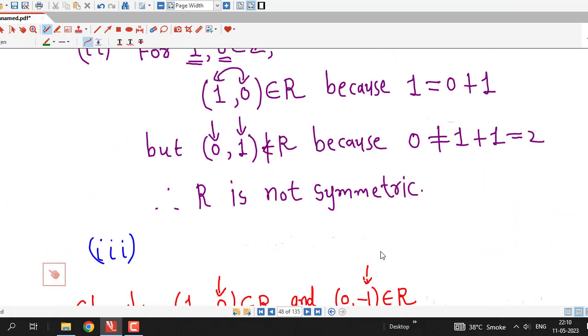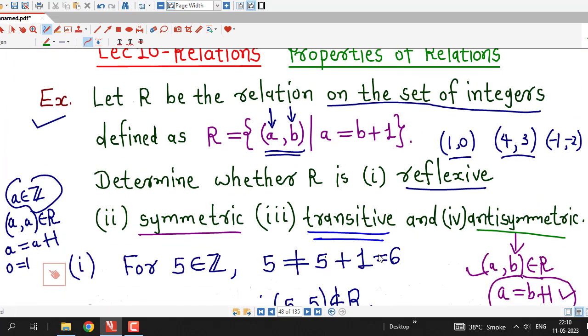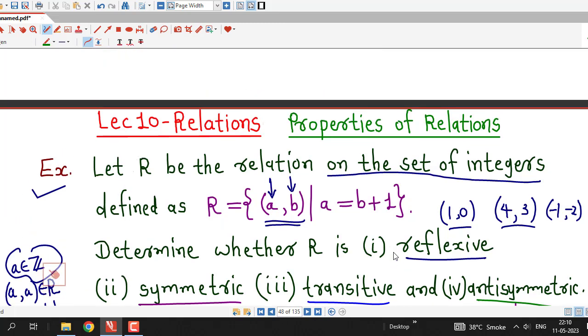So in this way we can decide whether a given relation is satisfying certain properties or not. And this is all about this session. I hope you like it.